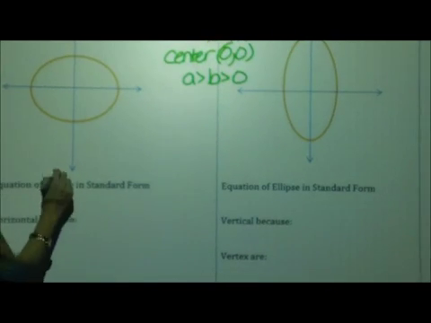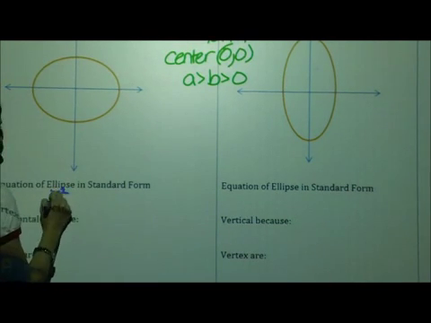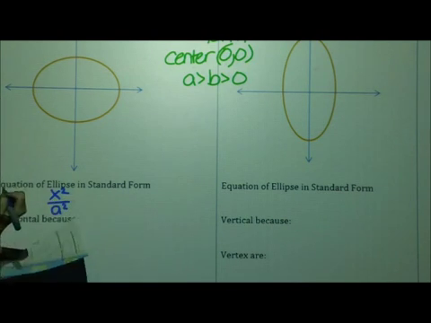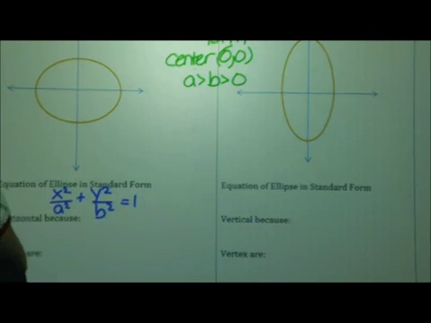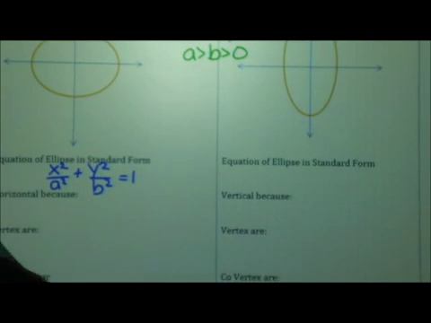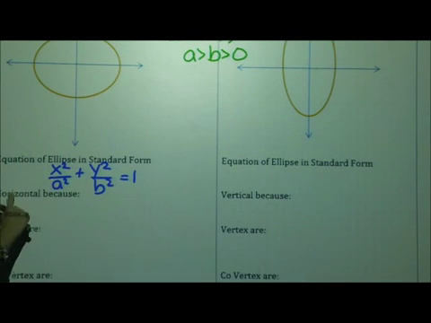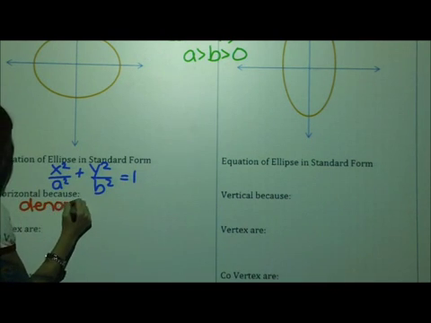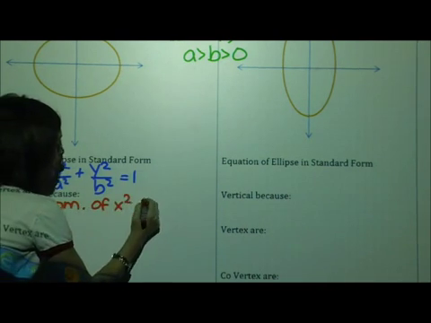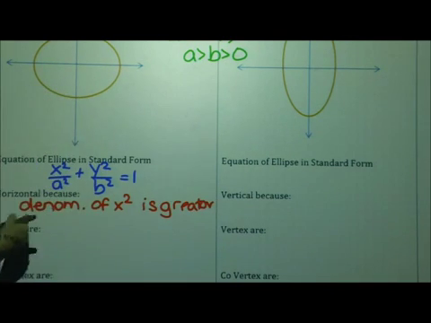Okay, so the standard form, if the horizontal is the major axis, would be x squared over a squared plus y squared over b squared equals 1. Now I'm hoping that you're noticing something. First of all, I said that a had to be greater than b. It's horizontal because the denominator of x squared is greater than the denominator of the y squared.